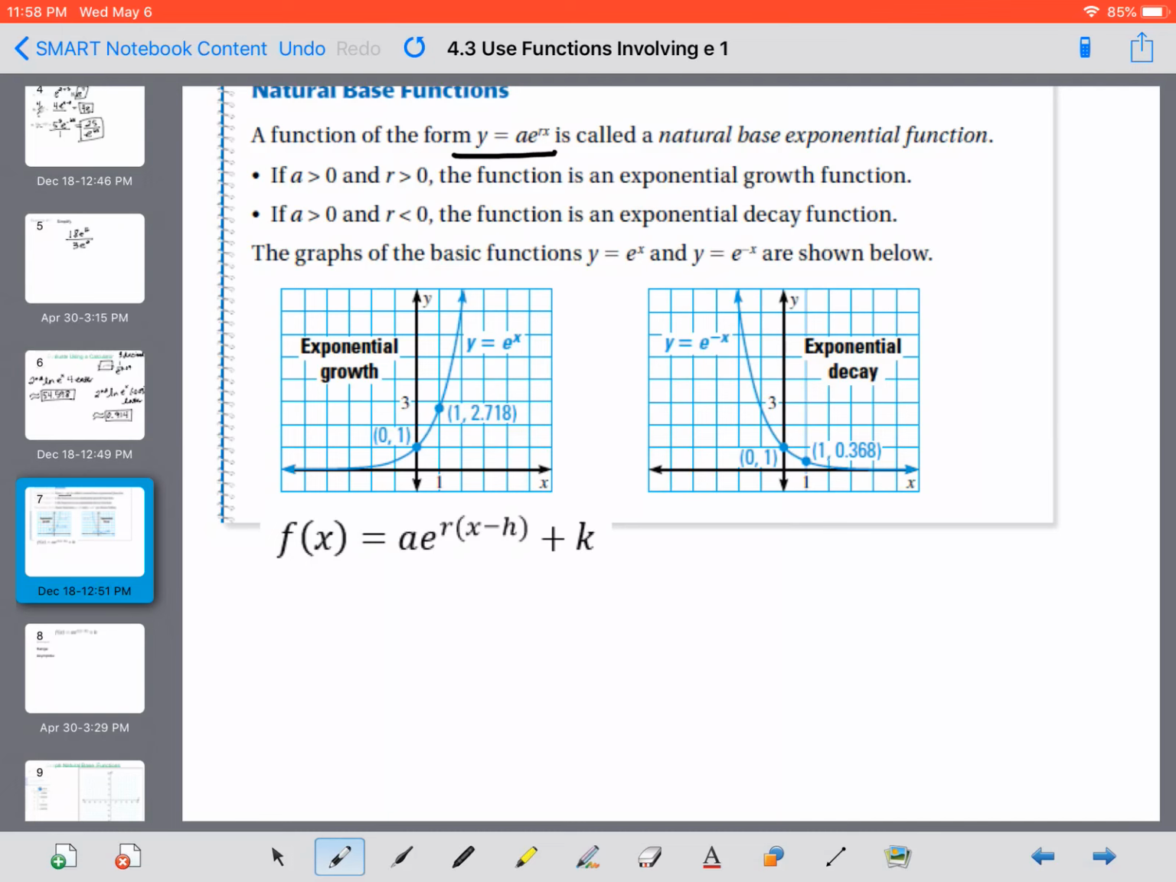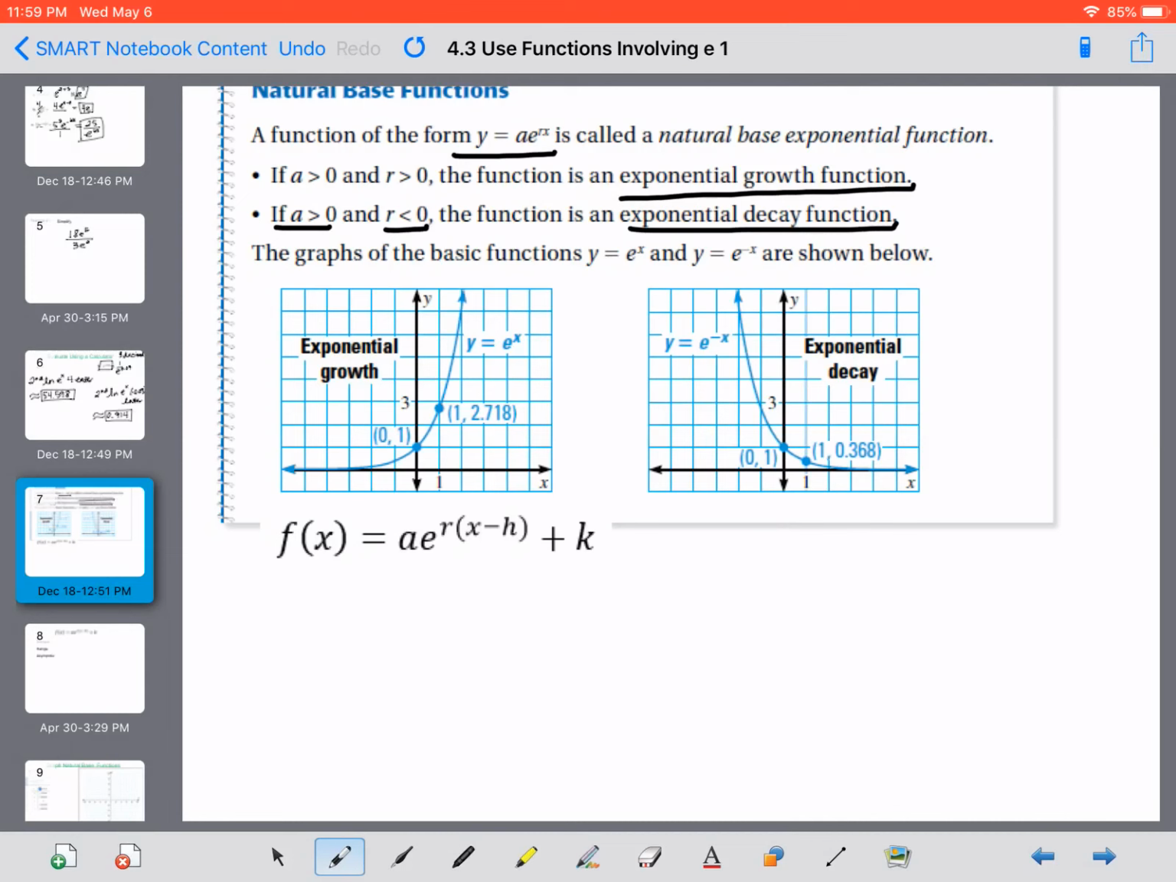If a is greater than 0 and r is greater than 0, so if your exponent is positive and your coefficient is positive, then the function is an exponential growth function. If your a is positive and your exponent is less than 0, which means it's negative, then you're going to have an exponential decay function.